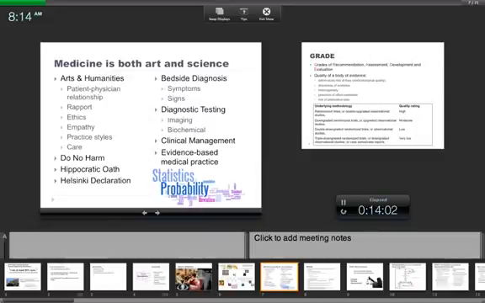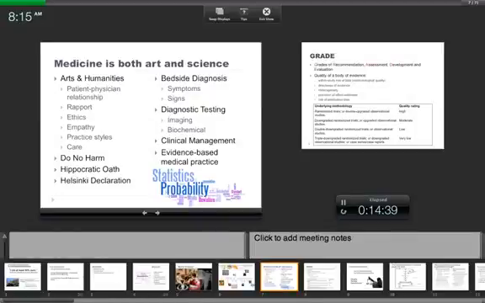So, in terms of the arts and humanities, the patient and doctor relationship is a human relationship. There's not much science between them. And there's the rapport between the patient and the doctor, the ethics of how the doctor conducts himself or herself, and the empathy that the physician feels, and then also the practice styles and the caring that the physician provides to the patient. And the first rule of the doctors is do no harm.